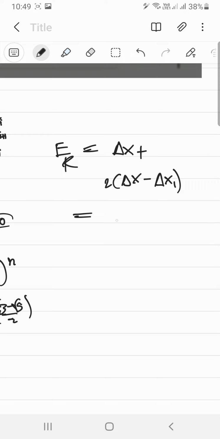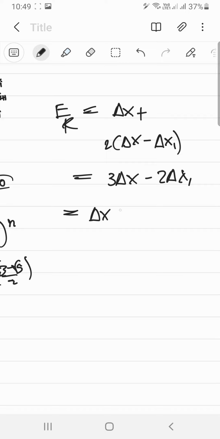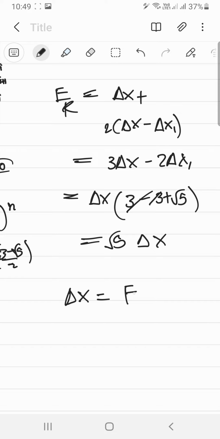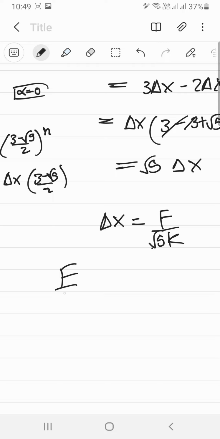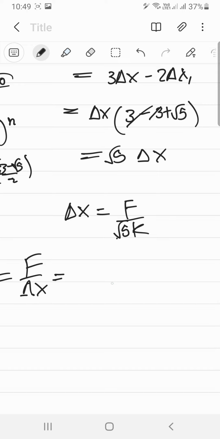Cool. So this is going to be 3 delta x minus 2 delta x1, so 3 times delta x, and then you got 3 minus 2 times this thing, which is minus 3 plus square root 5, I think. Does that make sense? I think it does. This cancels. We've got square root 5 delta x. Oh yes, we finally got it. Our delta x is just equal to f upon square root 5k.